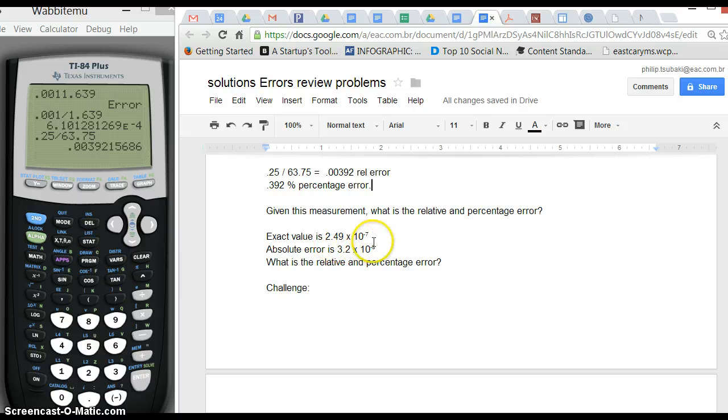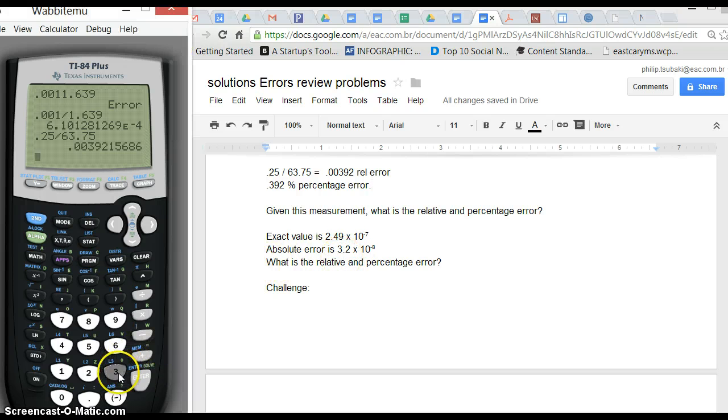Okay. Now we'll go to the second to last problem. The exact value is 2.49 times 10 to the minus 7th. Absolute error is 3.2 times 10 to the minus 8th. What is the relative and percentage error? Okay, well, the relative error is just the absolute error divided by the exact value. So 3.2 EE negative 8 divided by 2.49 EE to the negative 7.